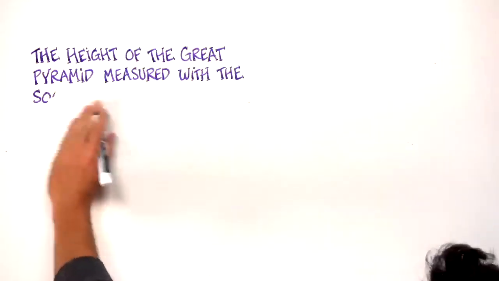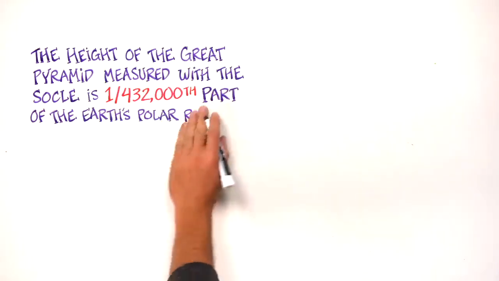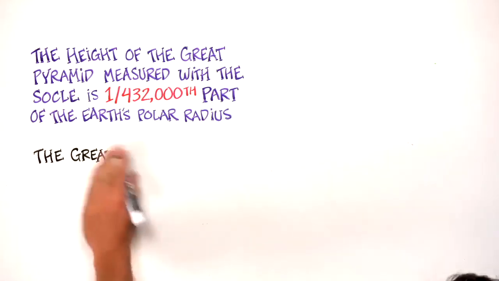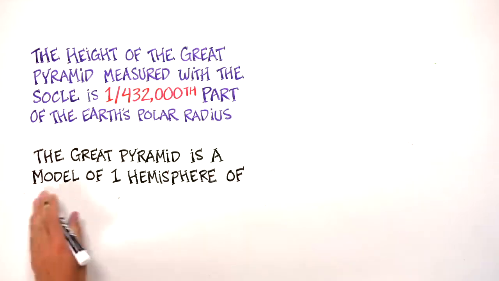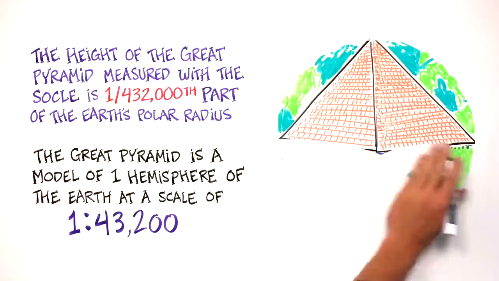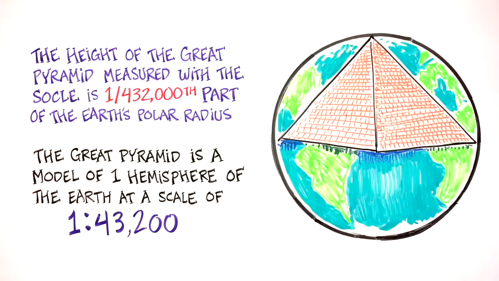And so the height of the Great Pyramid measured with the socle is 1/43,200th part of the Earth's polar radius. So therefore, the Great Pyramid is a model of one hemisphere of the Earth at a scale of 1 to 43,200. So if we took the Great Pyramid and created a duplicate and turned it upside down and put the two together base to base, that would now give us the polar diameter.